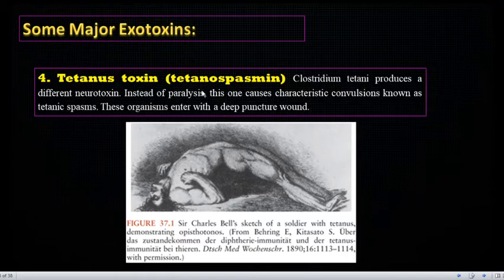So, it is not limp, the opposite of being limp. And the contraction can also extend throughout the body. Now, when contraction occurs throughout the body parts, a person's breathing can be affected, especially if the respiratory system is affected. Okay? You can get this through deep puncture wounds, for example when you step on a rusty metal.